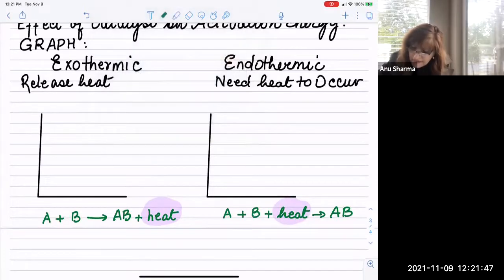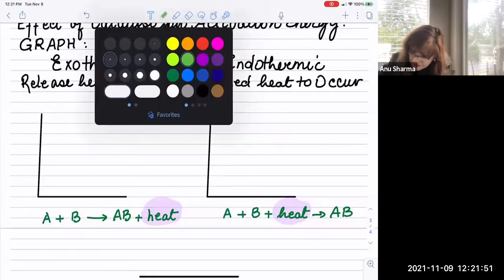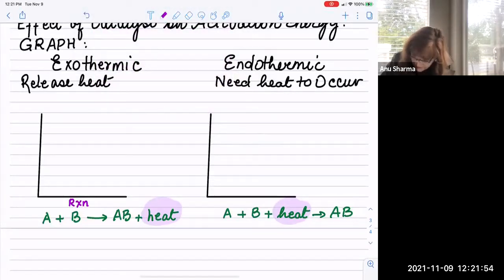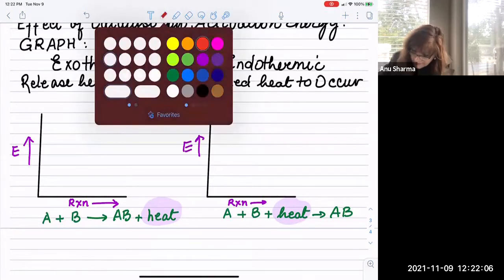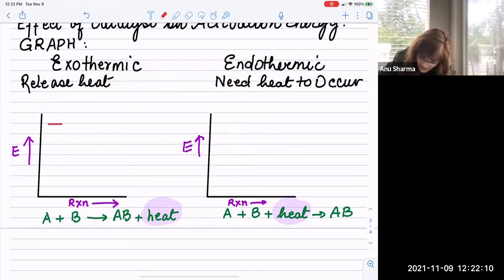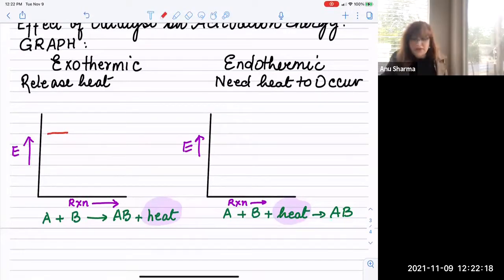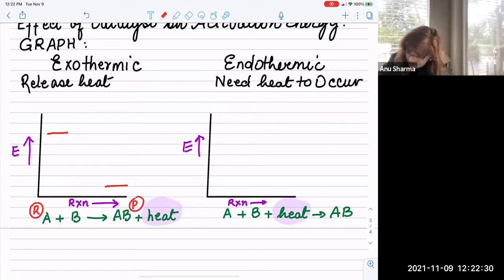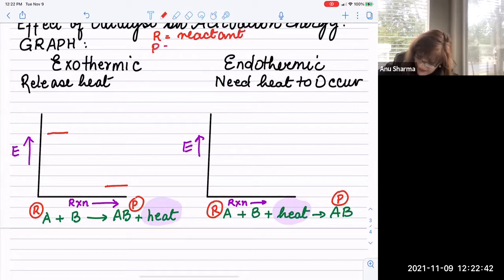All right. Now, in this case, this is the reaction progress, and this is energy, the amount of energy you give. Okay, so now in an exothermic reaction, A and B already are in a very high energy state. A and B are the reactants. So this is the reactant side, and this is the product side. So keep in mind that R is the reactant and P is the product.